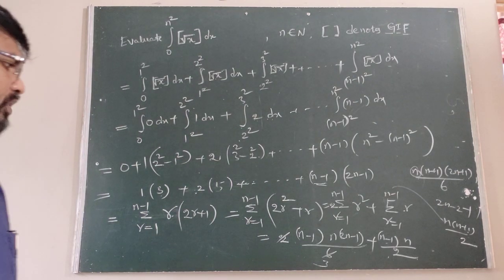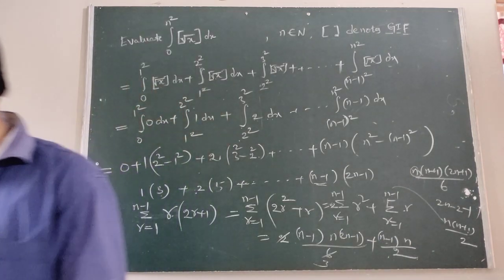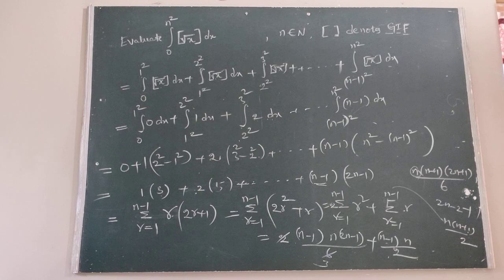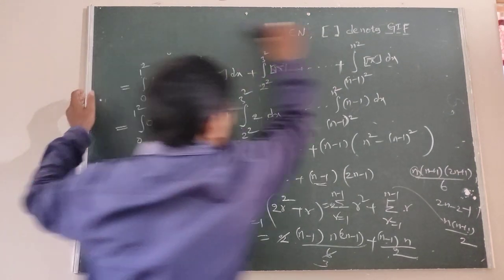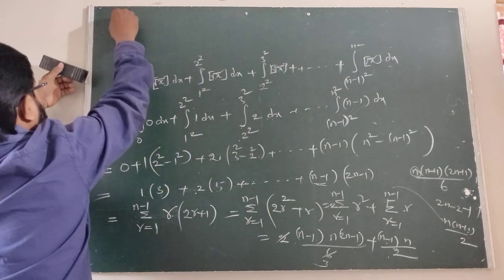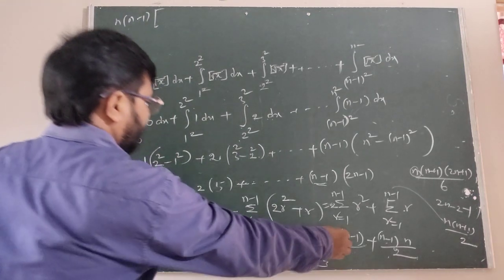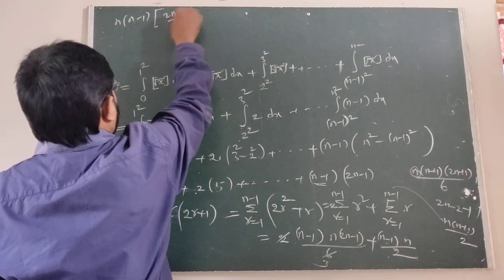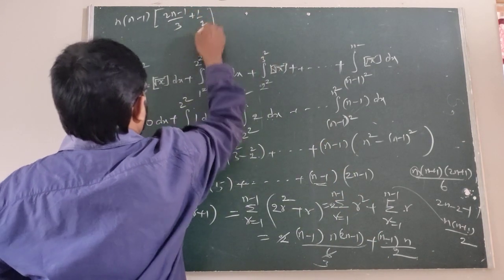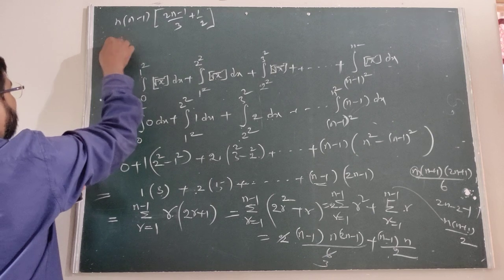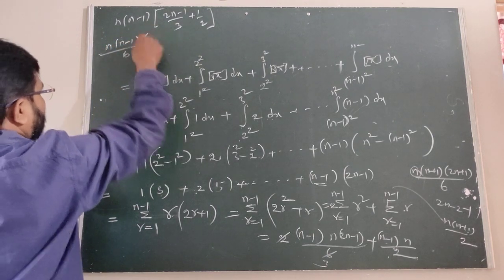How to write this is, we have to take the common, n into n minus 1 is the common. The remaining is here 2n minus 1 by 3, plus 1 by 2. Now we are taking the LCM, which is 6. n into n minus 1 by 6.